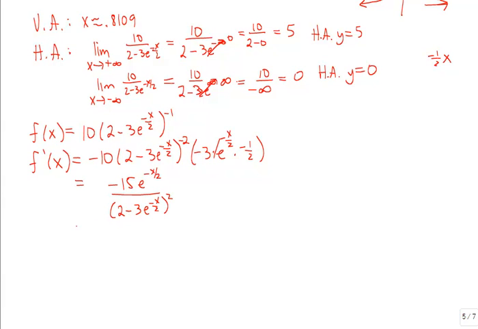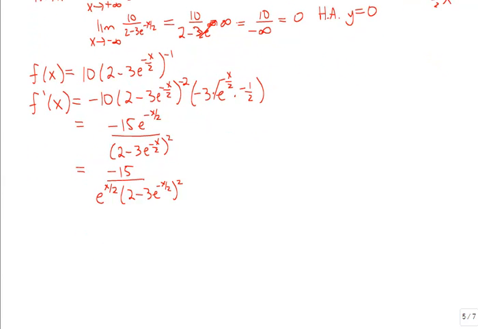And then if you want, you can take this e to the negative x over 2 and move it to the bottom as well. So it becomes e to the positive x over 2, and then 2 minus 3 e to the negative x over 2 quantity squared. Okay, so the question then is, where are the critical points? Where is this 0 and where is this DNE?